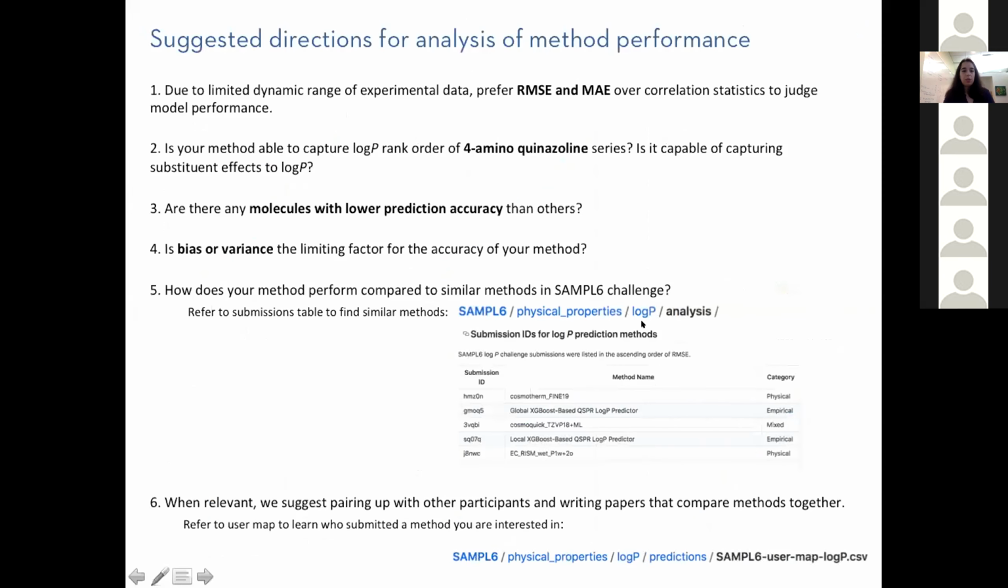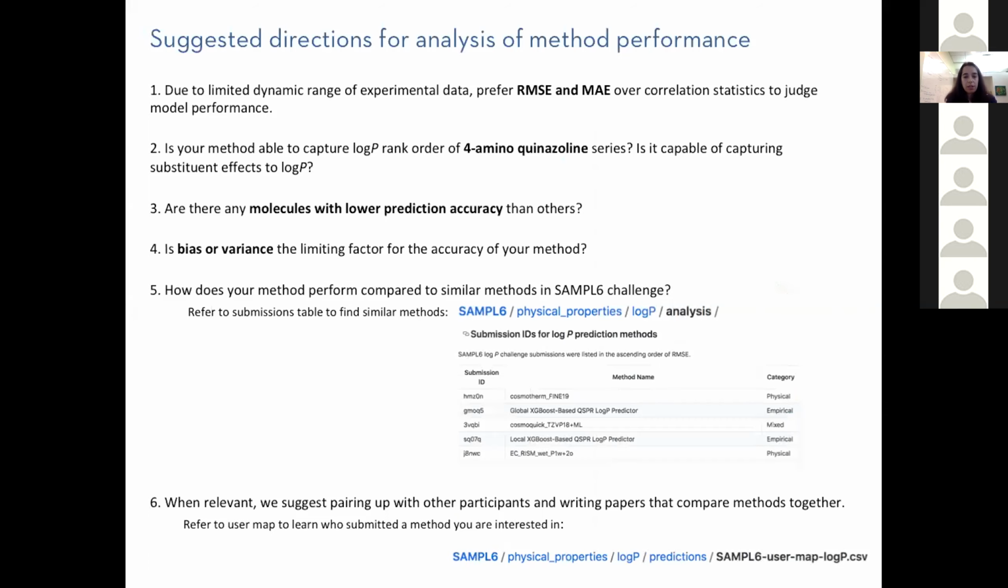I would like to finish with suggested directions for analysis of method performance. I know that after this workshop, people will still be working on the analysis of their methods and maybe working on publications. So here I will be presenting some suggestions for the analysis of method performance, and we can discuss these further afterwards if you have suggestions as well. The first one is, due to the limited dynamic range of this experimental data, we prefer to use root mean square error or mean absolute error over correlation statistics to judge model performance.